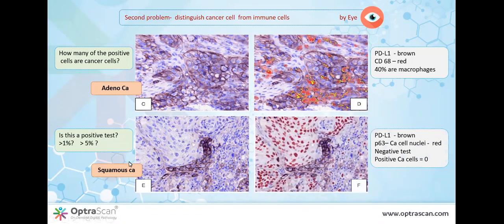This is a squamous carcinoma. We've got positive staining for PD-L1. I asked a number of colleagues to look at this, and I got various scores from 1% to 5%, all of which in fact are wrong.